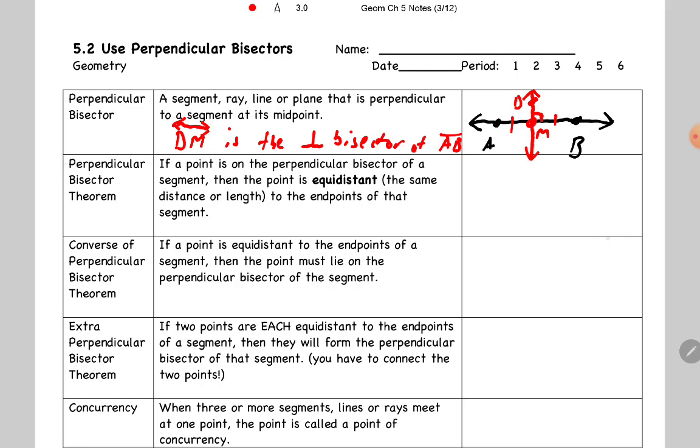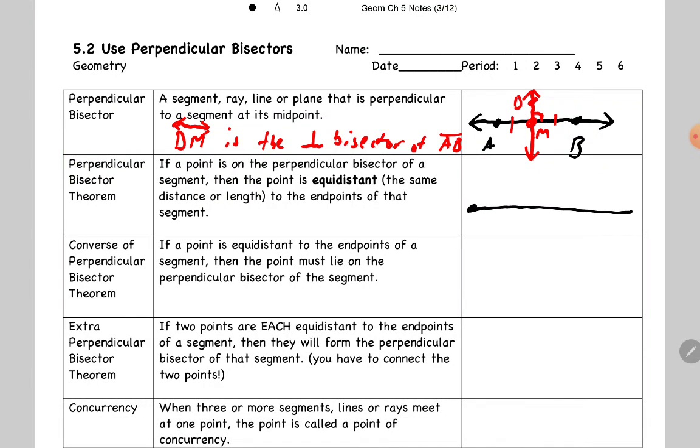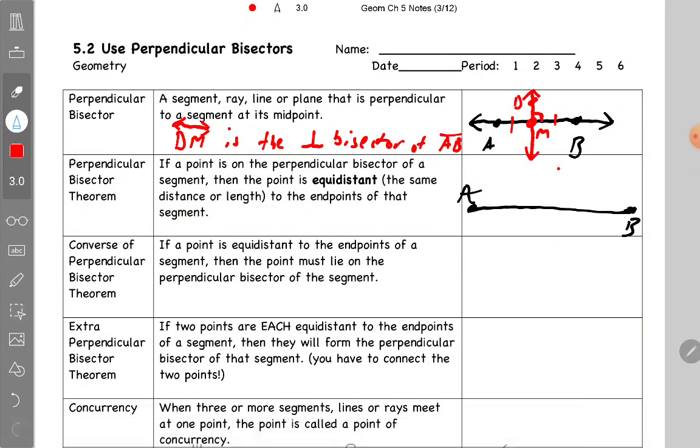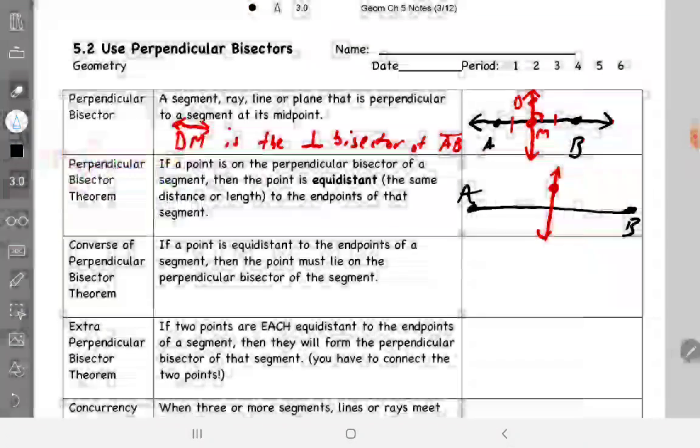Alright, perpendicular bisector theorem. So what this says is if a point is on the perpendicular bisector of a segment, then that point is equidistant to the endpoints of that segment. So what they're saying is, let's do this again. So let's look at AB here. And this is the perpendicular bisector. So if there's a point on the red line here, then it is equidistant.